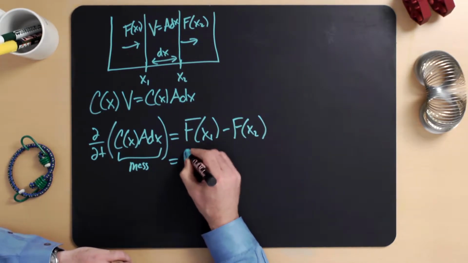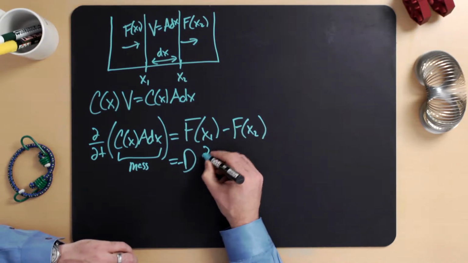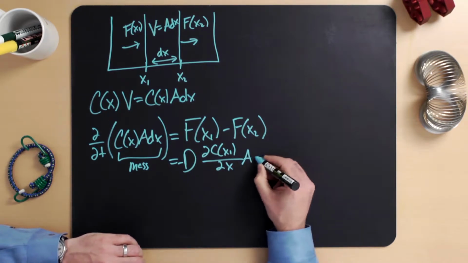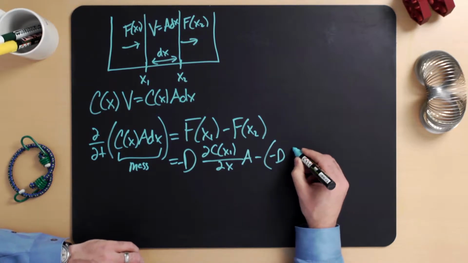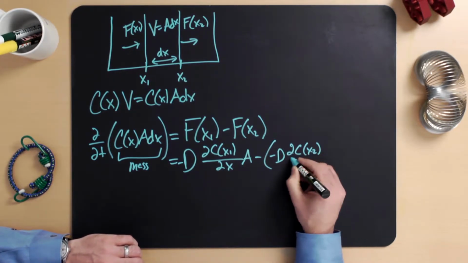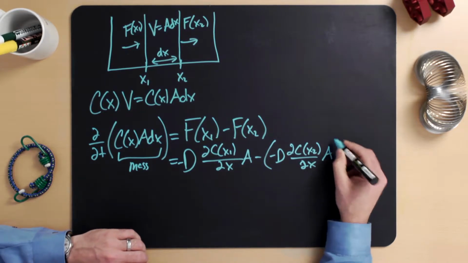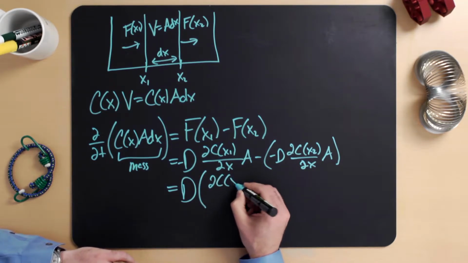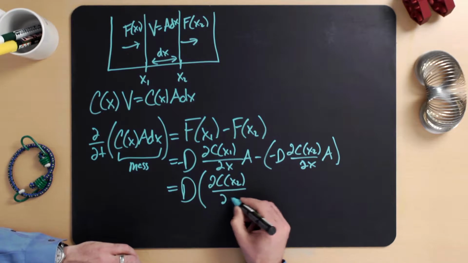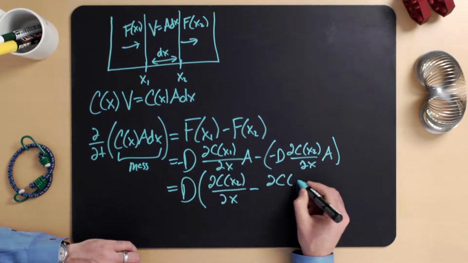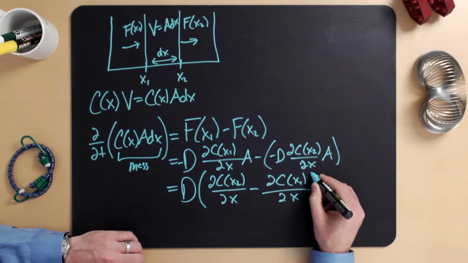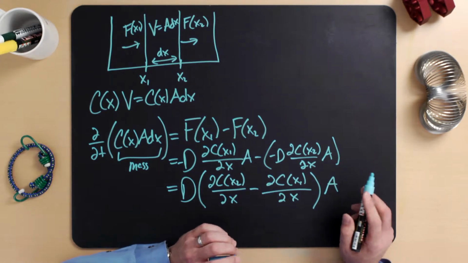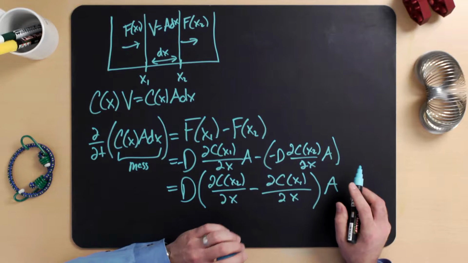Now that is equal to minus D times dc/dx at x1 times A, minus minus D dc/dx at x2 times A. And all of that is equal to D times dc/dx at x2 minus dc/dx at x1, all times A. I have used the partial derivative notation for the derivative of c with respect to t and the derivative of c with respect to x.